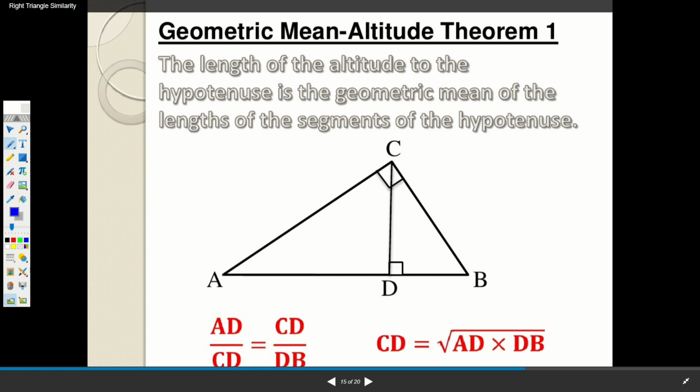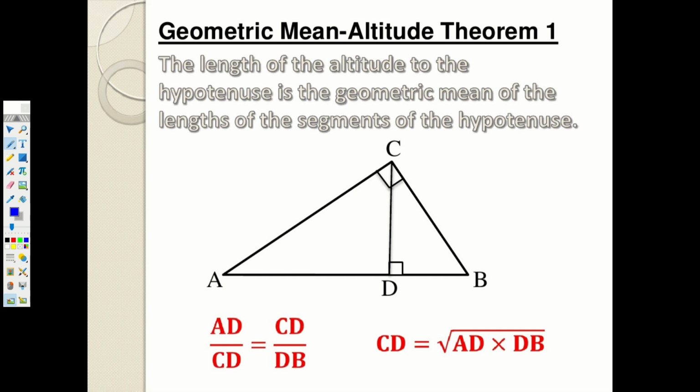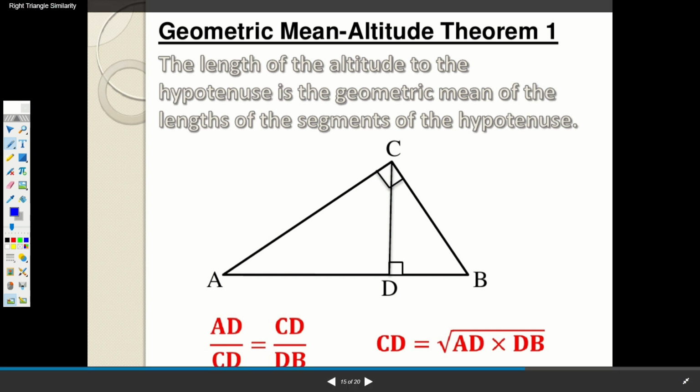First, we have segment AB, which is the hypotenuse, all over the altitude, is equal to the altitude all over the segment of our hypotenuse. Applying cross product, we will have CD squared is equal to the product of AB times BD. And to solve for CD, that is simply extracting the square root. So we have the square root of AB times BD.